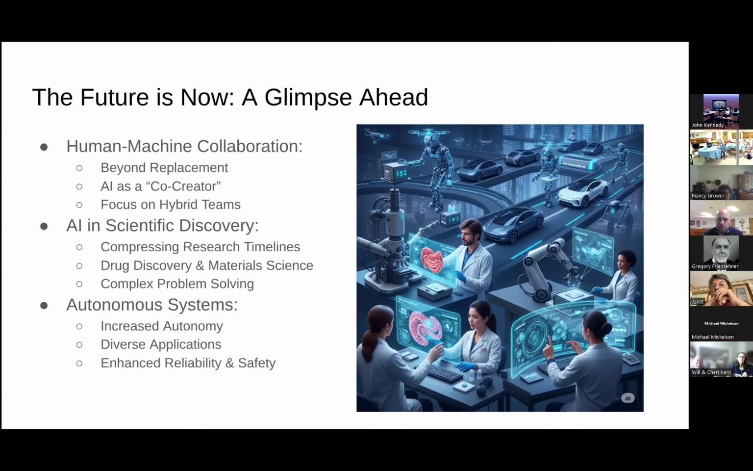Material sciences, the AIs are designing novel materials with specific properties. These are chemical makeups that don't exist in nature and that humans haven't created. It used to take years to design new materials. Now it can be achieved in months or weeks. And then complex problem solving, from climate modeling to astrophysics, AI is tackling challenges that were previously too complex or computationally intensive for traditional methods.